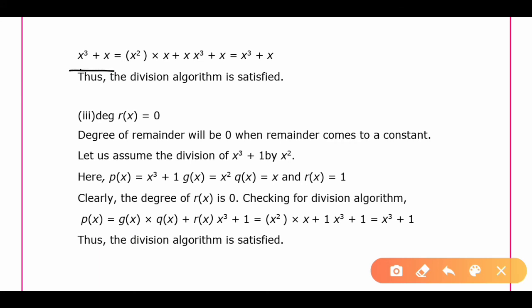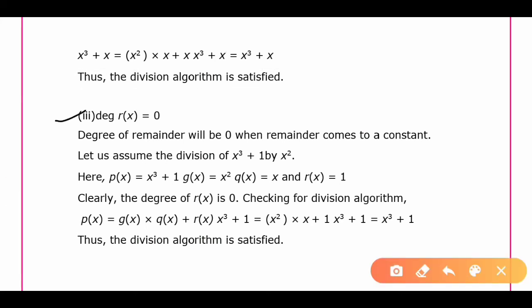So x cube plus x can be written in the terms of x square into x plus x. Okay, this one, and this one is equal to x cube plus x. Thus the division algorithm is satisfied.